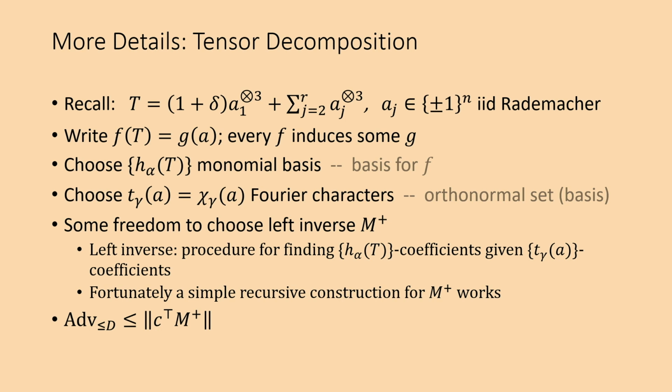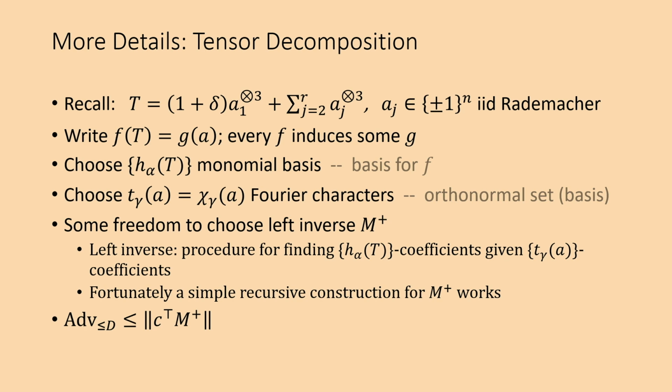What's more important is we need to find some orthonormal set of functions that are allowed to depend on the underlying A's. And that's actually easy because the A's are just IID plus or minus ones, right? So we can use the orthonormal basis for those, the usual Fourier characters. All right, and so that's roughly how this proof goes.